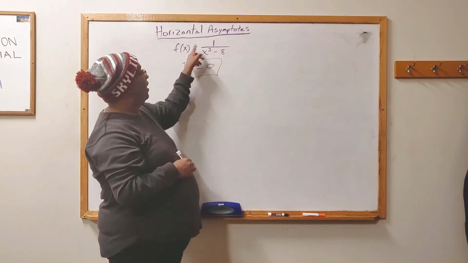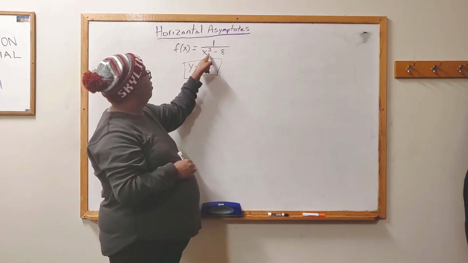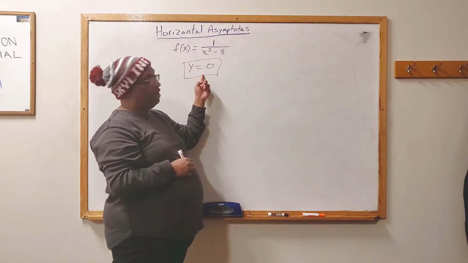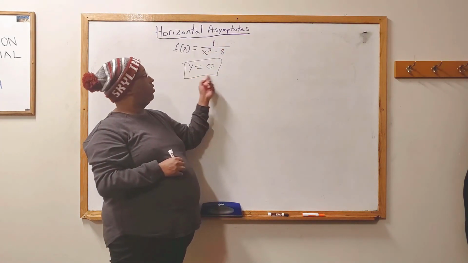So whenever you have a rational function where the degree of the bottom is bigger than the degree of the top, the horizontal asymptote is 0.